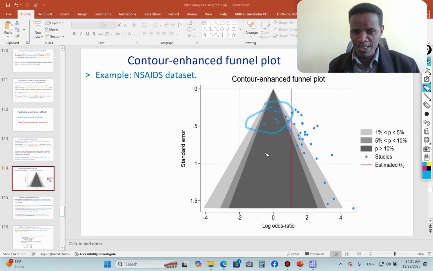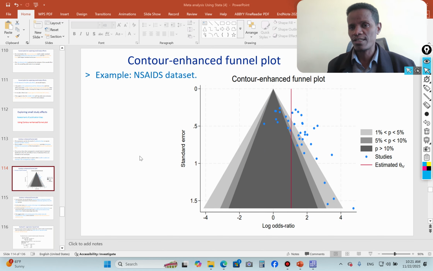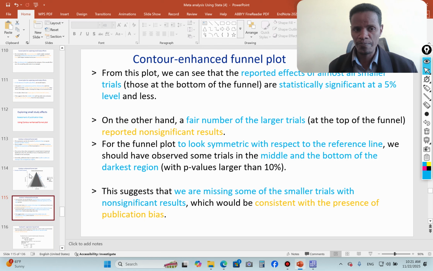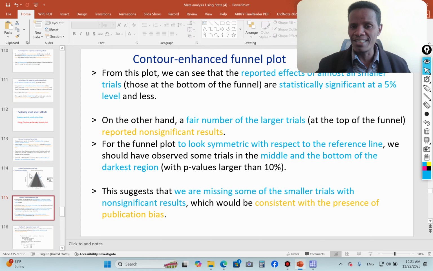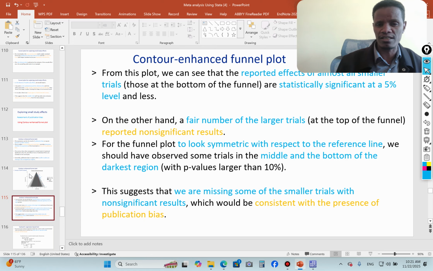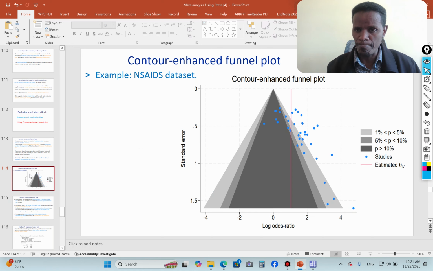But those with small sample size and with statistically non-significant result are missed from publication. So that is an indication of publication bias. For the panel plot to look symmetric with respect to the vertical reference line, we should have observed some trials in the middle and in the bottom of the dark region, the rejection, that is the statistically non-significant region. That's the p-value of 10% and above. But there is no dot, no study indicated in the dark region.